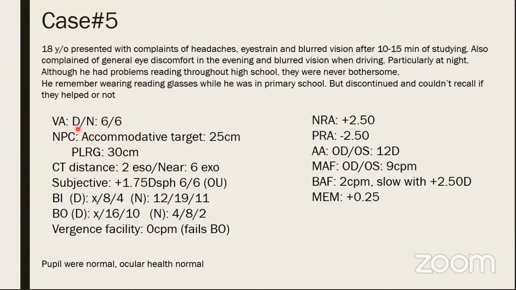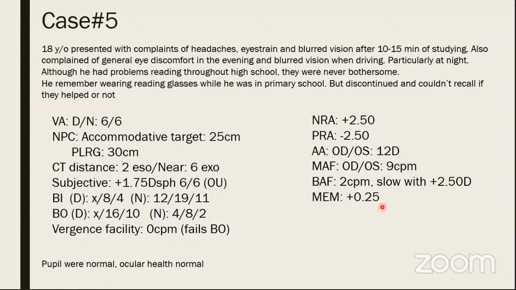Visual acuity is 6/6. NPC 25 centimeter with PLRG 30 centimeter. Cover test: distance is iso, near is exo, and subjectively the patient has plus 1.75 diopter refractive error. Base out value, vergence facility fails base out, NRA plus 2.5, PRA minus 2.5, MAF 9 cm, and BAF 2 cycles per minute slow with 2 diopter. Okay, so MEM is lead.